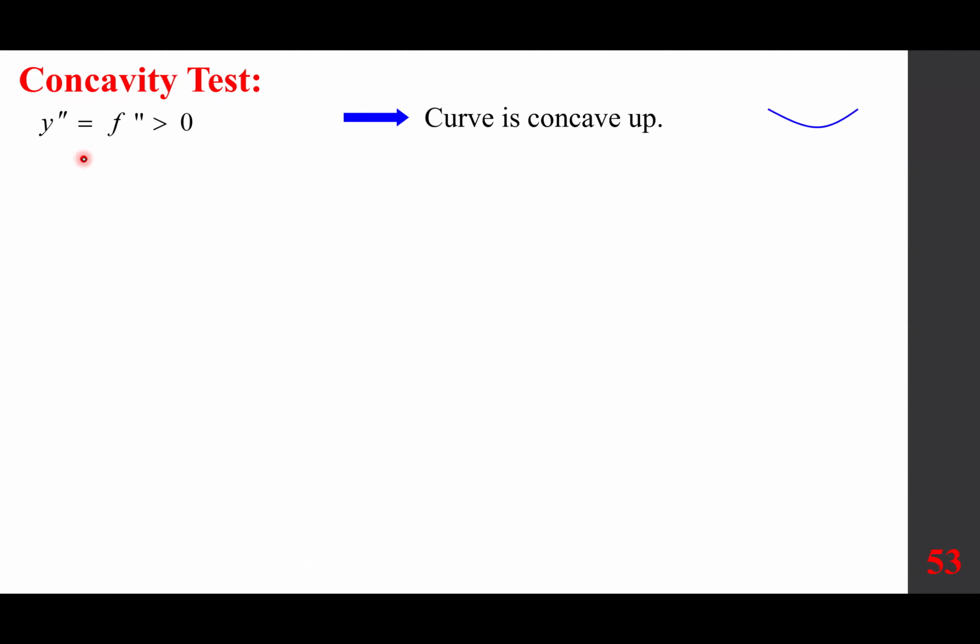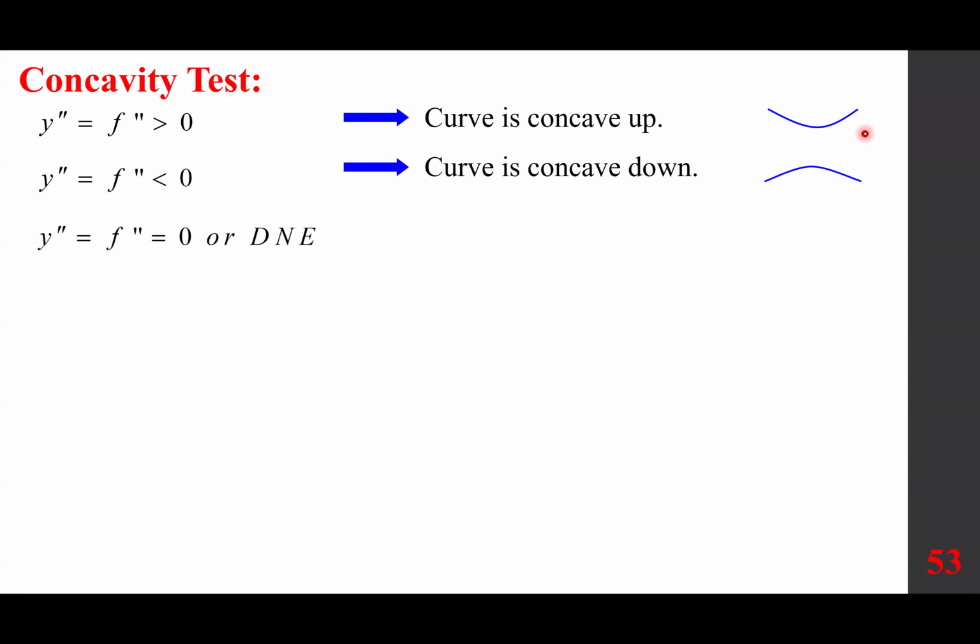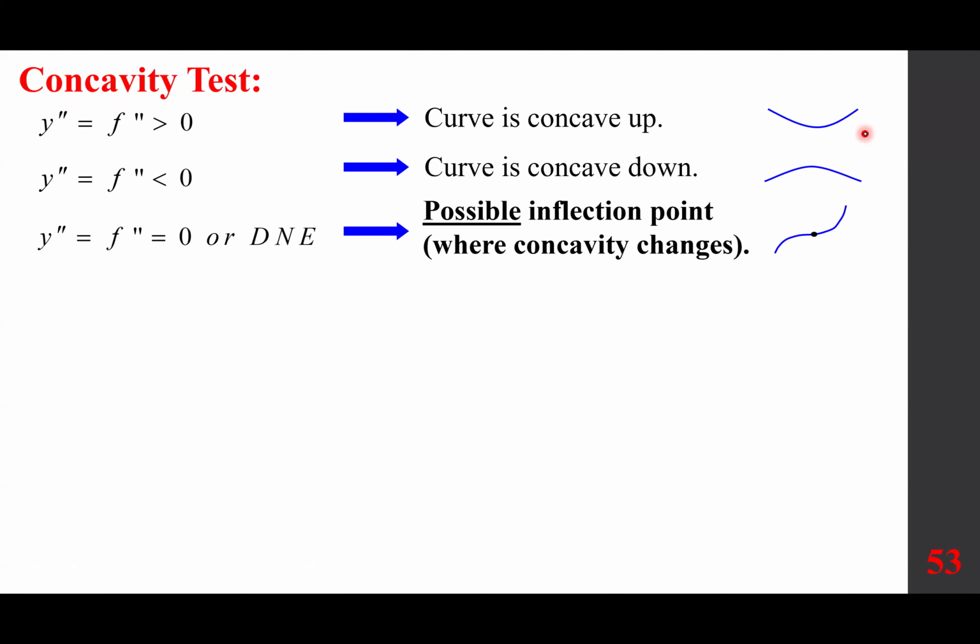Test of concavity, or concavity test. If y double prime or f double prime is positive, that means the curve is concave up. If y double prime or f double prime is negative, that means the curve is concave down. When it's zero or doesn't exist, that would be a possible inflection point where concavity changes. In this case, concave down, concave up. That's the change.